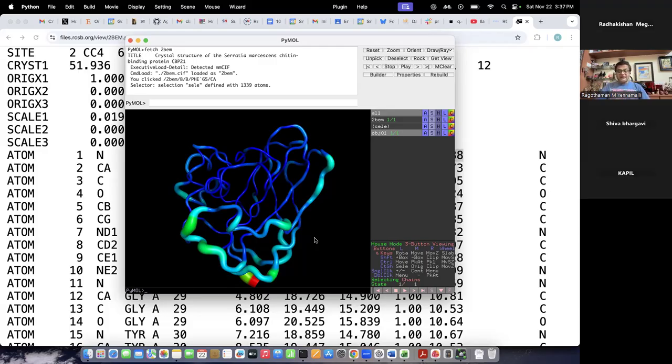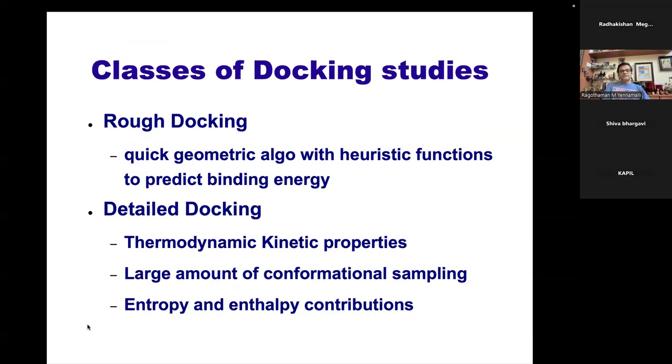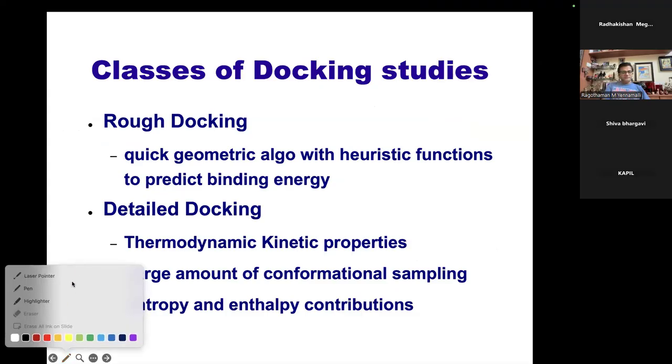But then there are other tools also available where, given a protein structure, it will identify rigid parts and flexible parts, and it will tell you which is the hinge region, which makes it flexible and rigid. Did that answer your question? Yes, sir. Thank you so much.